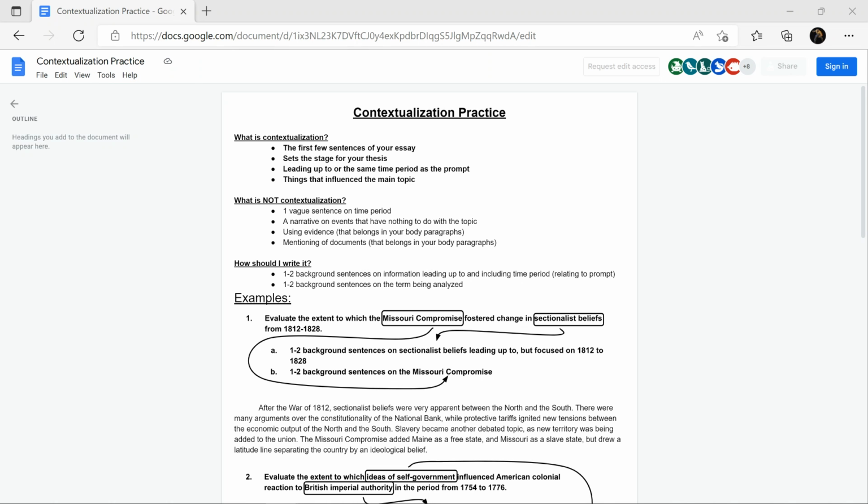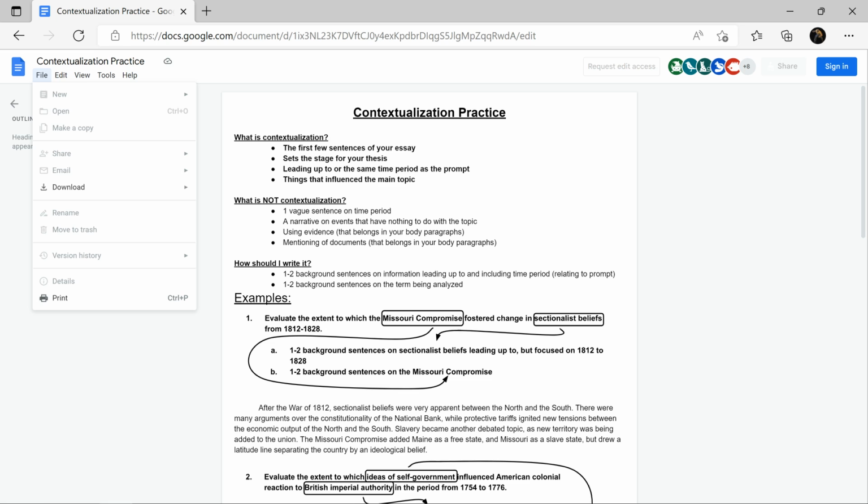Remember, to get into this file, go to File, then Download. Also, if you're logged into your Google account, make a copy. That way it goes to your Google Drive. The other way you can do this is to just copy and paste the whole thing. But we good. Let's get into contextualization, all right?